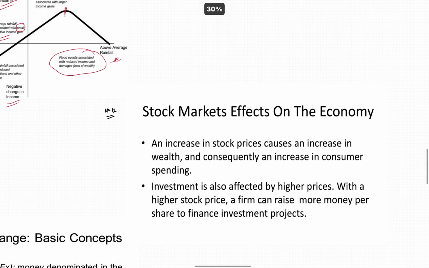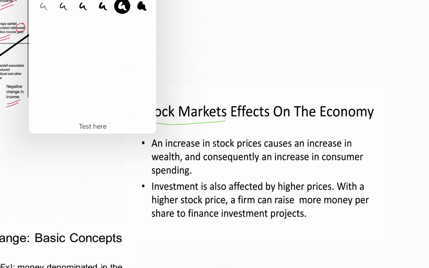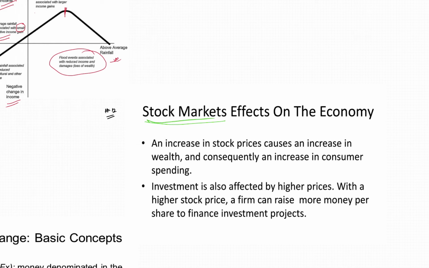Now, how does the stock market affect the economy? What effect does it have on the economy? An increase in stock prices on the Sensex causes an increase in wealth. Right? People invest in shares, they get good returns. What is happening? The shareholders' or share buyers' wealth is increasing, and consequently that results in an increase in consumer spending.